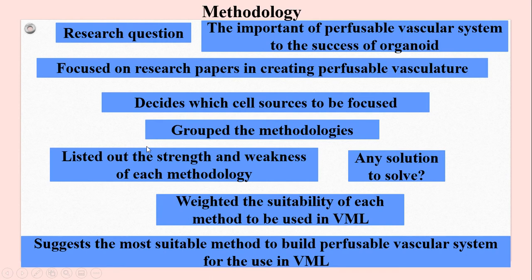Here is the summary of the methodology to sort out useful papers. I figured out the importance of a perfusable vascular system in organoids and focused the search on creating vasculature. Next, I decided which cell to be the focus and grouped the printing methods. Then I listed out the strengths, weaknesses, and solutions of the different printing methods to weigh which method is more appropriate. Lastly, I suggest a reliable method to build a perfusable vascular system for use in VML.